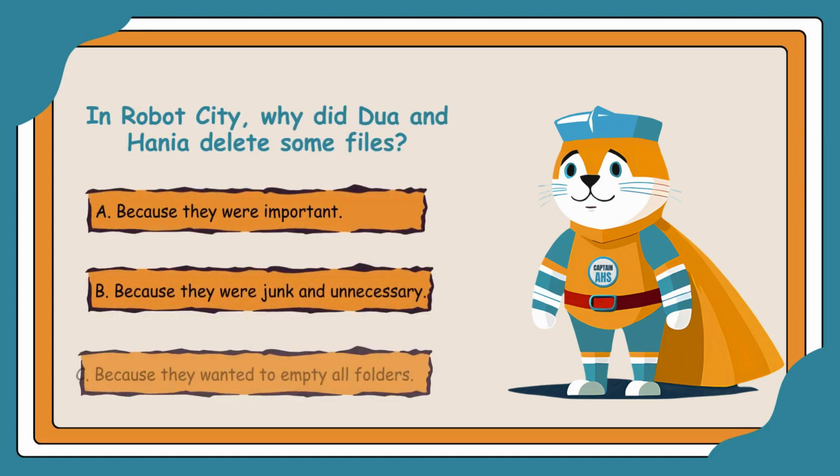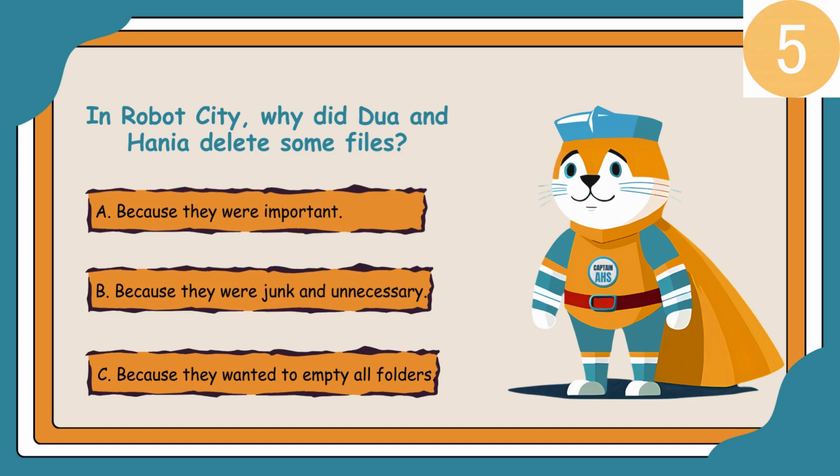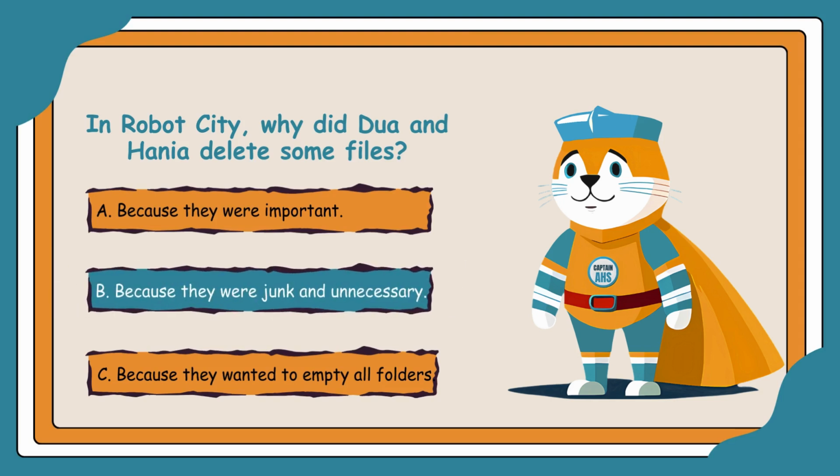In Robot City, why did Dua and Hania delete some files? Option A, because they were important. Option B, because they were junk and unnecessary. Option C, because they wanted to empty all folders. B, because they were junk and unnecessary.